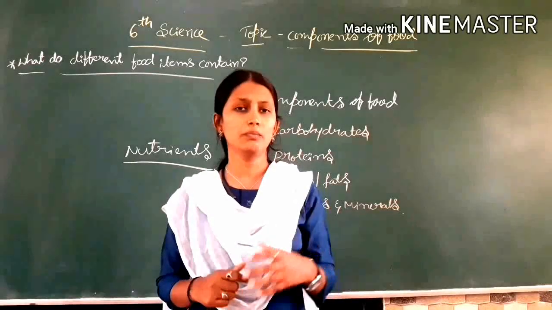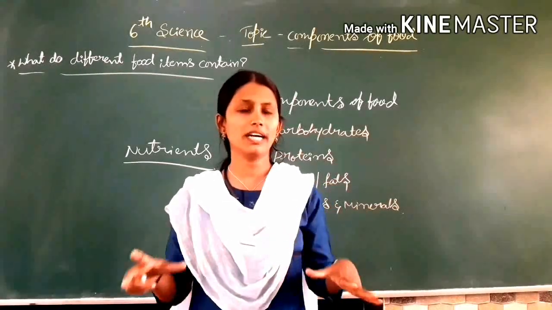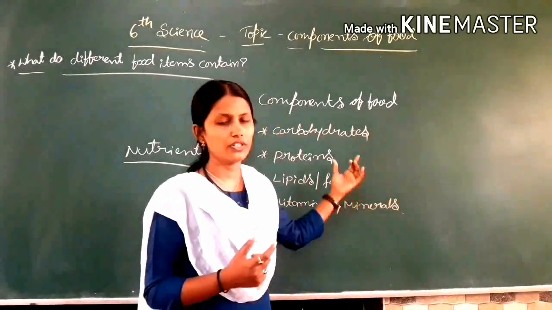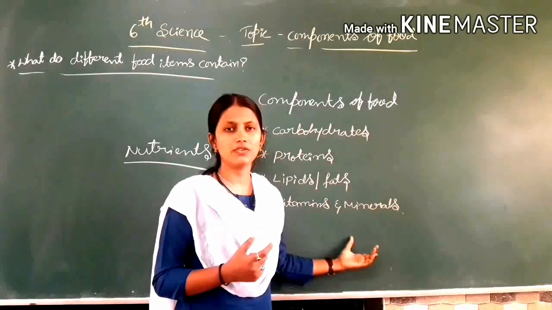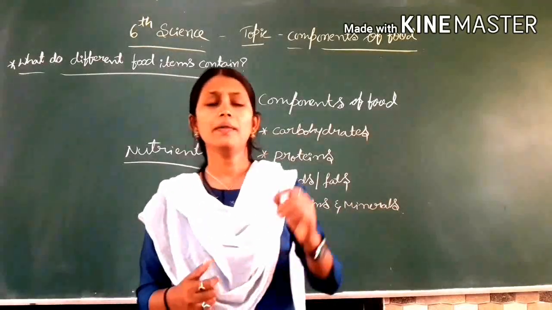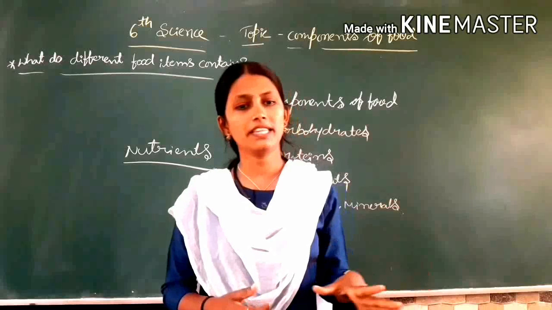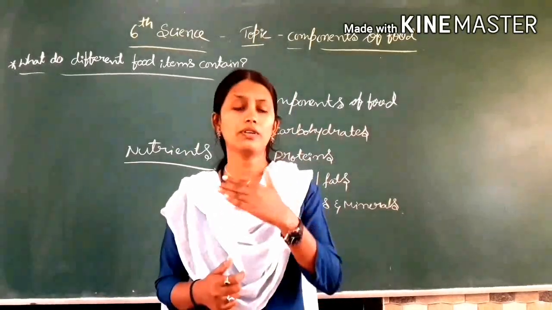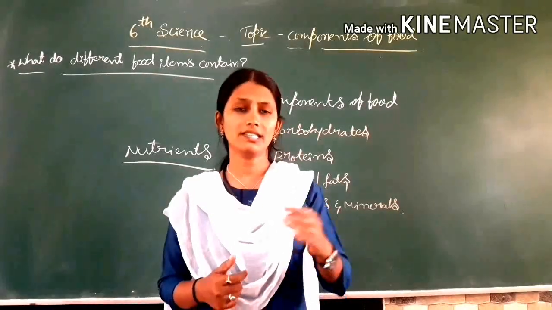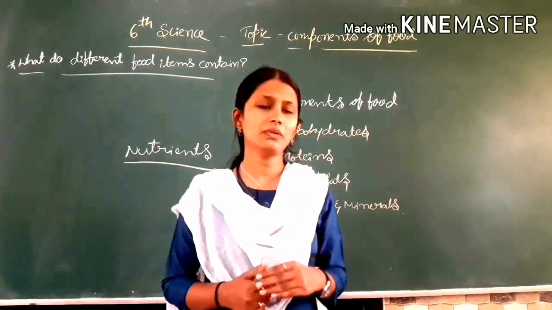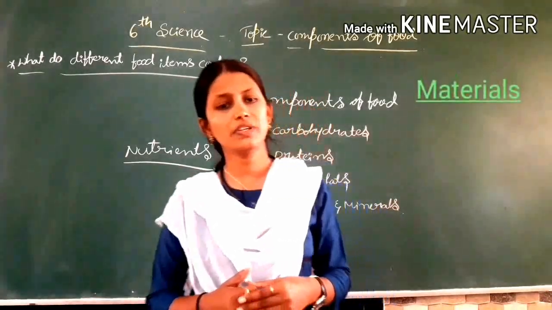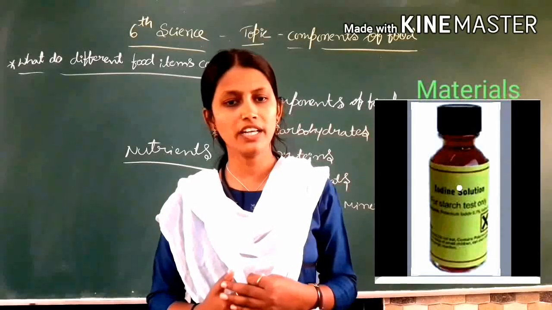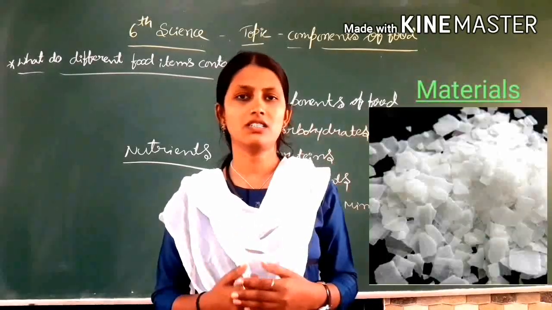Now let us do a simple method to test whether food items are made up of all the components of food. To perform this activity, to test the presence of the components in our food item, we need some materials. Which materials do we need? We need a test tube, dropper, and solutions of iodine, copper sulfate and caustic soda.